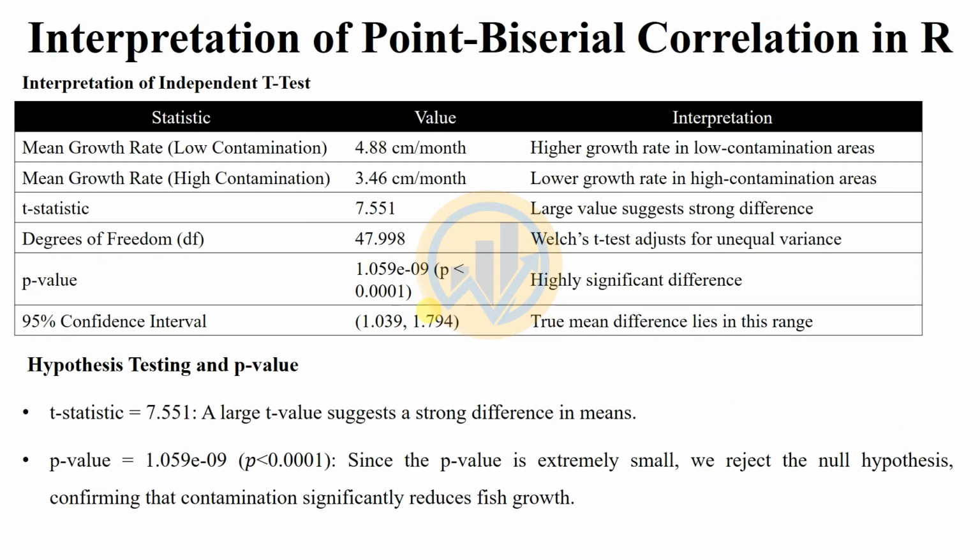The hypothesis test and the p-value of the independent t-test. The t-statistic is equal to 7.551. A large t-value suggests a strong difference in means. The p-value is equal to 1.059, p less than 0.001. Since the p-value is extremely small, we reject the null hypothesis, confirming that contamination significantly reduces fish growth.